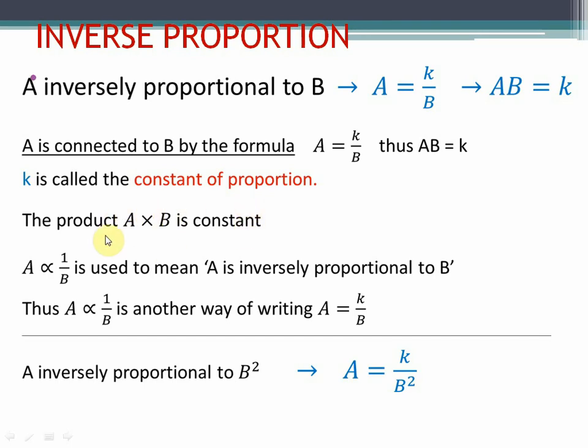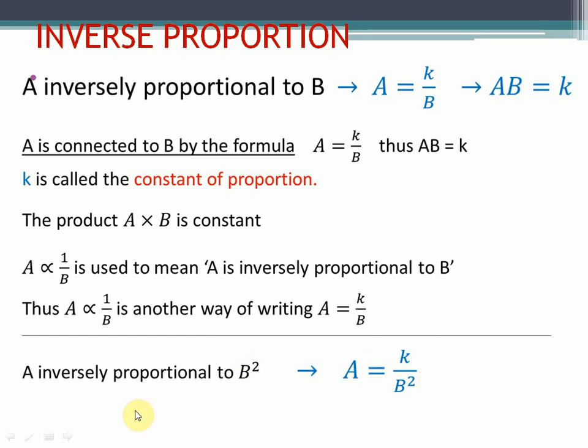So we can say that the product of the two variables is equal to some constant. This is the concept of inverse proportion. When we multiply two variables and can equate it with some constant, it is called inversely proportional. Or we can write a is proportional to b, a is inversely proportional to b. So this slide is basically the basic representation of inverse proportion.